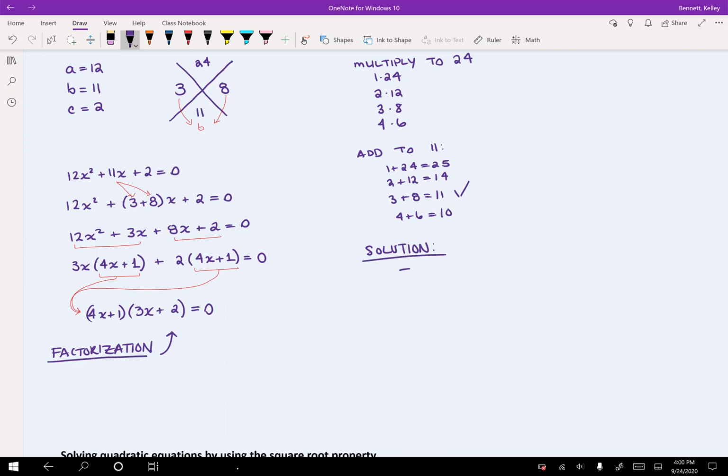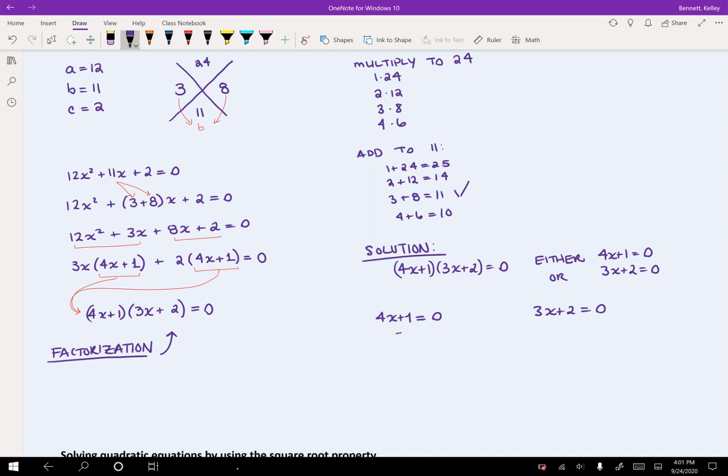So if 4x plus 1 times 3x plus 2 equals 0, then either 4x plus 1 equals 0 or 3x plus 2 would have to equal 0. And so now we're going to solve both of these equations, and that's going to give us the solution to the quadratic. So if we solve, I'll have 4x plus 1 equals 0, and I have 3x plus 2 equals 0.